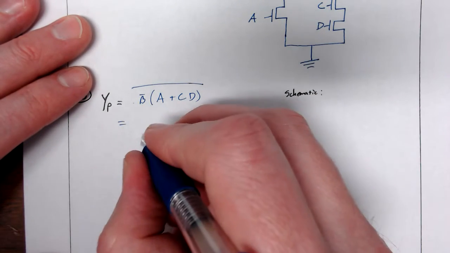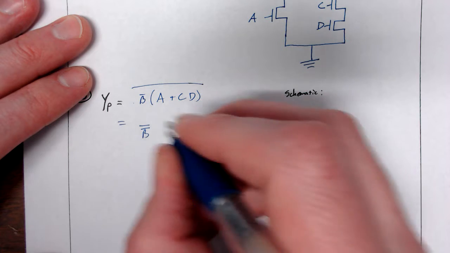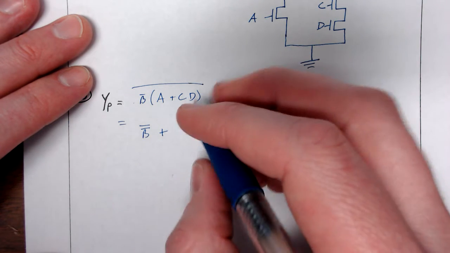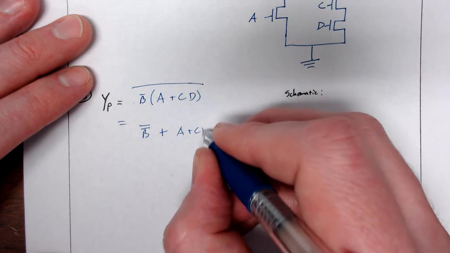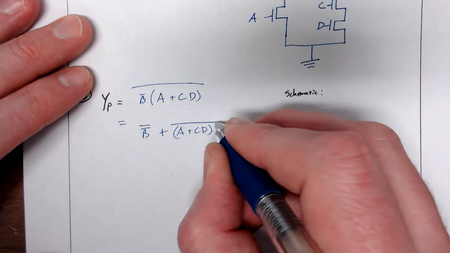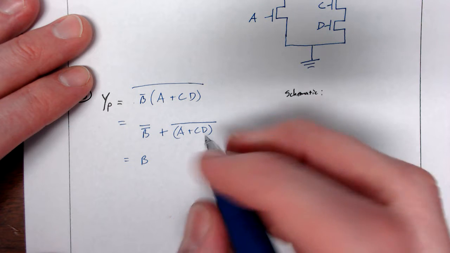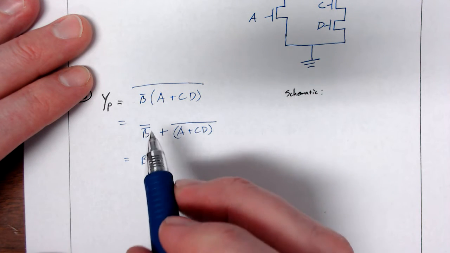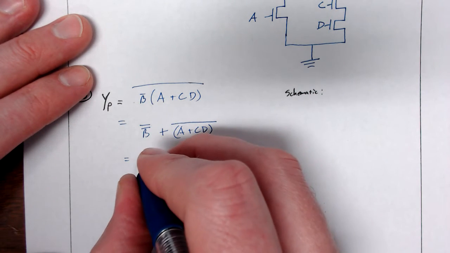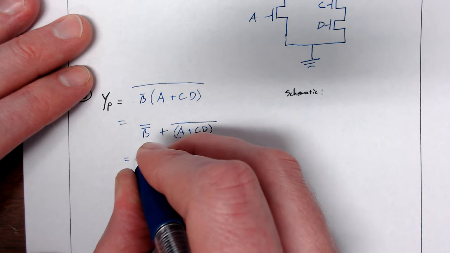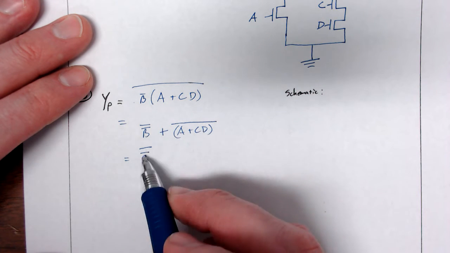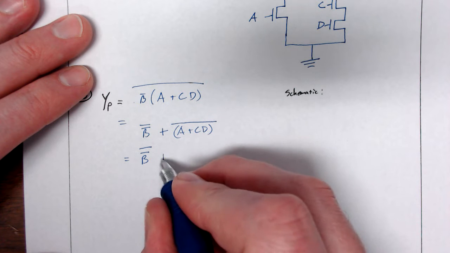De Morgan's is B bar bar over A or C D, bar over everything. That's just B. I'm going to keep this as B bar bar. Remember, we need a bar for this for our P network.